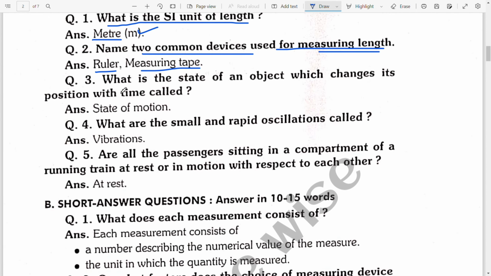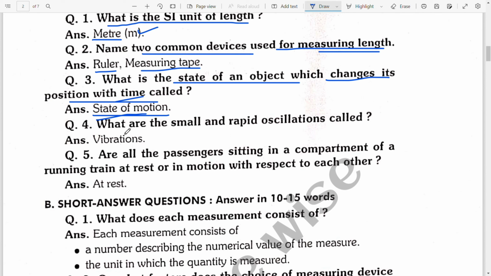क्वेश्चन नंबर 3. व्हाट इज द स्टेट ऑफ एन ऑब्जेक्ट विच चेंजेस इट्स पोजीशन विथ टाइम? इज कॉल्ड. हमें ऐसी स्टेट बतानी है ऑब्जेक्ट की जब वो अपनी पोजीशन चेंज करता है टाइम के अकॉर्डिंग. तो ऐसी स्टेट को हम क्या बोलते हैं बच्चे? स्टेट ऑफ मोशन. दिस स्टेट इज नोन एज स्टेट ऑफ मोशन.